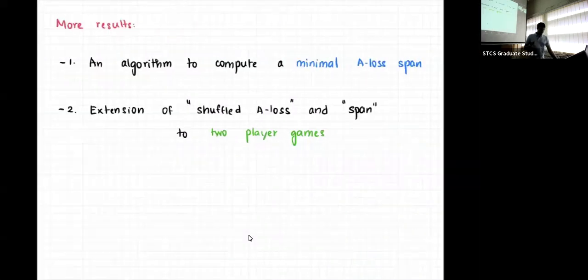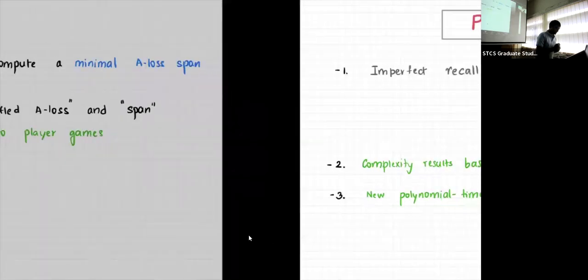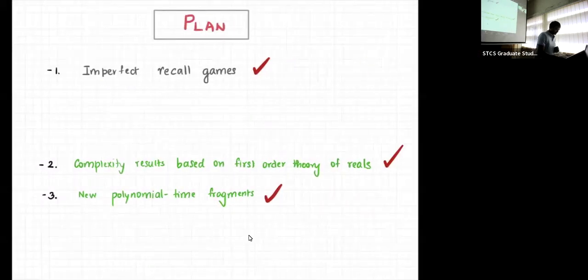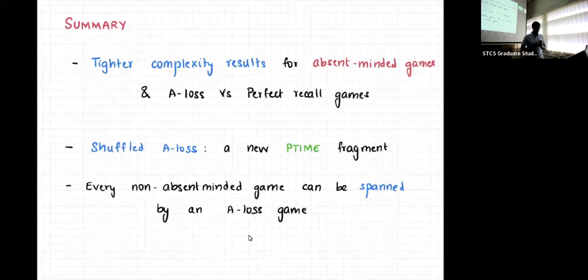So, one last slide. What I did not say is that you can also have an algorithm to compute the minimal span. It could be exponential in the worst case, but you can compute a minimal span. And all these shuffled ALOS in this business can be extended to 2-player games. That's it. So here is a summary.